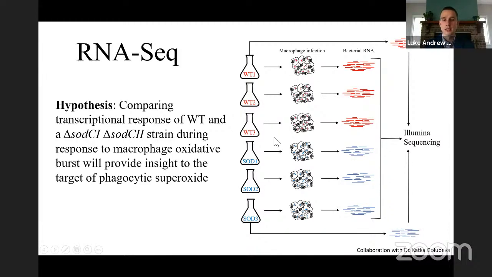And this experiment is something I've done in collaboration with Katka. She was the one that did this initial infection and RNA isolation. And the way this was set up was we took 3 independent cultures of wild type and of a SOD1, SOD2 mutant, initiated tissue culture macrophage infections. And then after 2 hours, which is the time point based on the literature and some preliminary experiments, we thought the bacteria might be responding to the oxidative burst. Katka isolated RNA from those, and then we submitted that for sequencing.